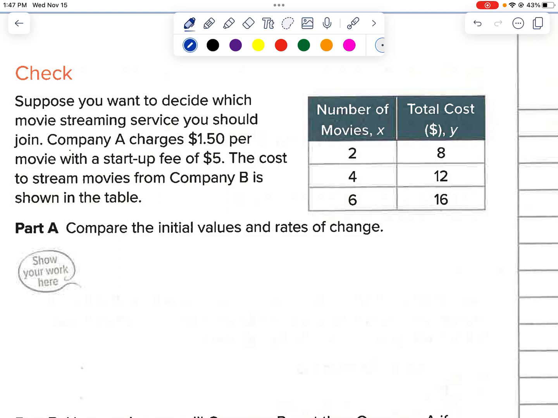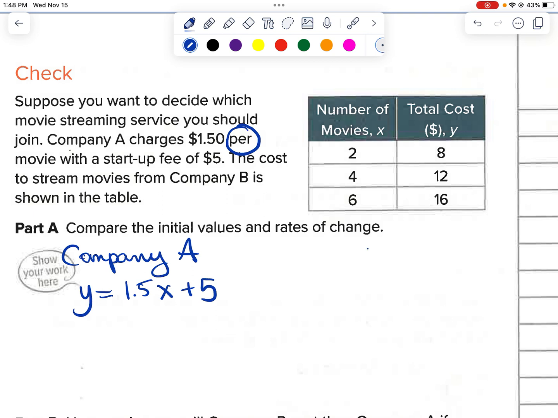Suppose you want to decide which movie streaming service you should join. Company A charges $1.50 per movie with a startup fee of $5. The cost to stream the movies for Company B is shown in the table. So we're going to start with Company A. Remember that when we have per, that's a good indication that that is going to be our slope. So our slope is going to be 1.5x. Startup fee, that's an initial fee. That is 5.